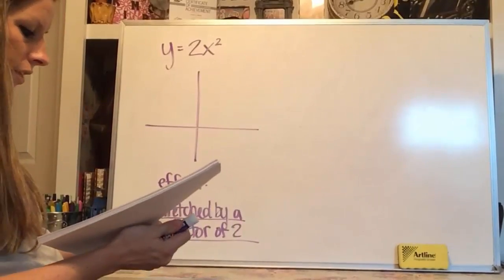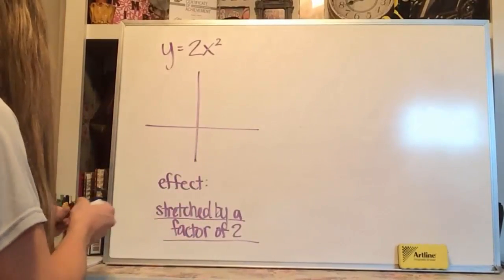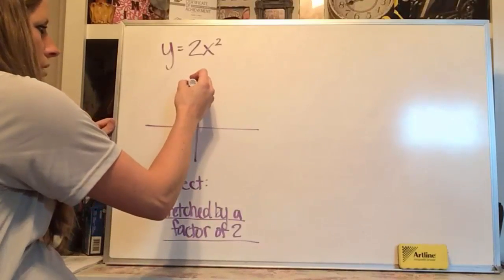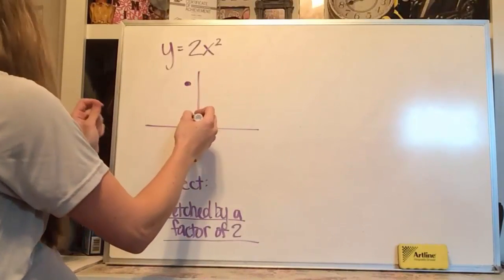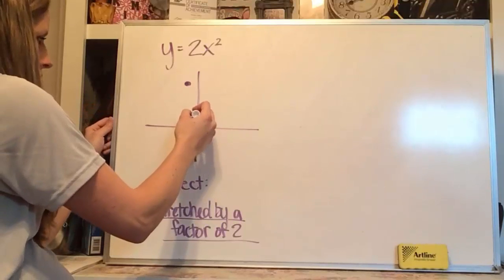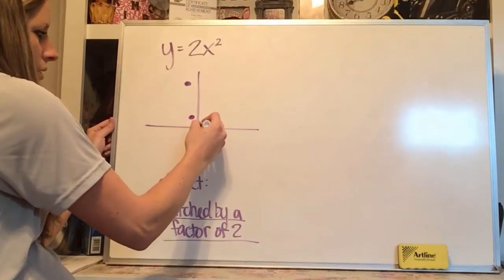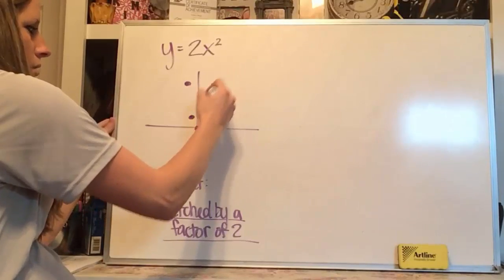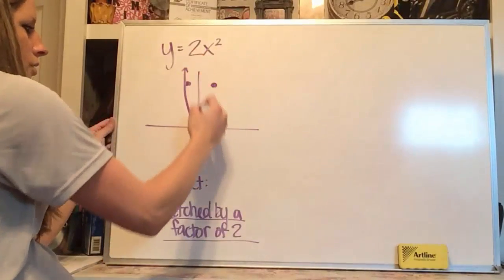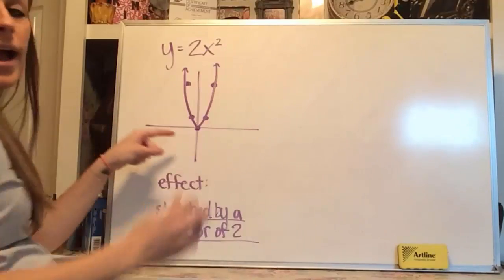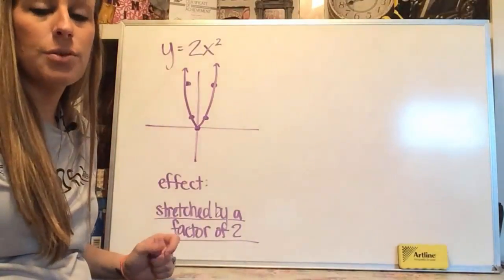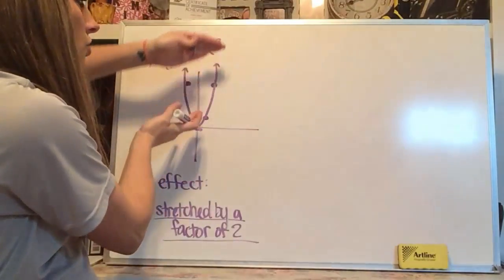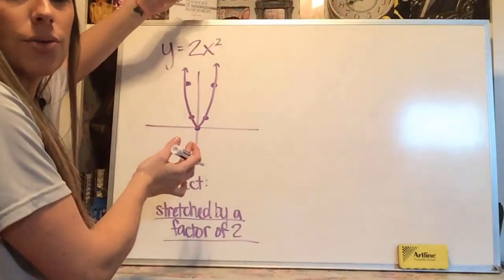Okay, so you should have gotten the points (-2, 8), (-1, 2), (0, 0), (1, 2), (2, 8). So if you compare this graph to the very first graph we made on the first page, you can tell it's skinnier. Okay, it got stretched by a factor of 2.